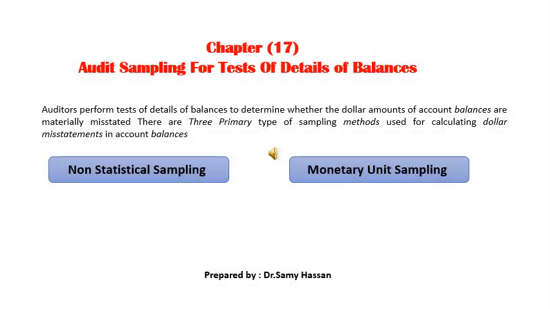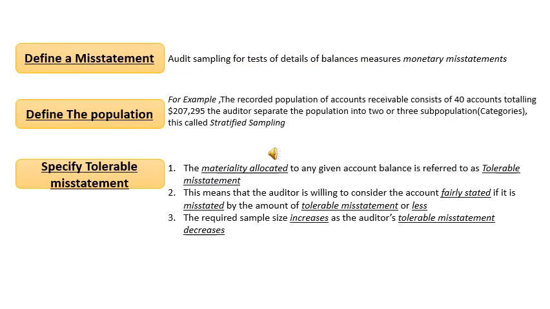Audit sampling for tests of account balances includes stratified sampling and MUS. The materiality allocated to any given account balance is called tolerable misstatement. Tolerable misstatement means that an account balance is fairly stated if it is misstated by an amount less than or equal to the tolerable misstatement.